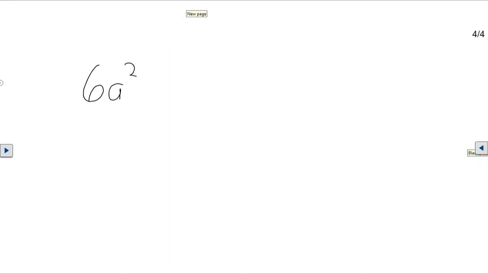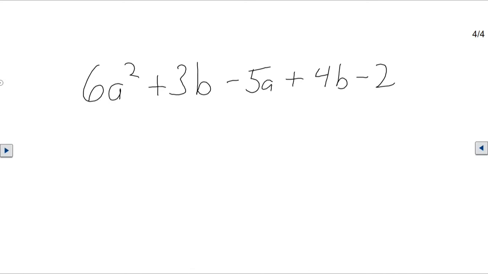Let's say we had 6a squared plus 3b minus 5a plus 4b minus 2. Again, we want to go through and identify like terms, right? So I see I have an a squared as my first term. Do I have any other a squareds? I don't. So I can't do anything with that. I'm going to leave it there.